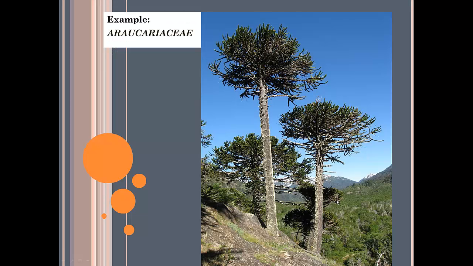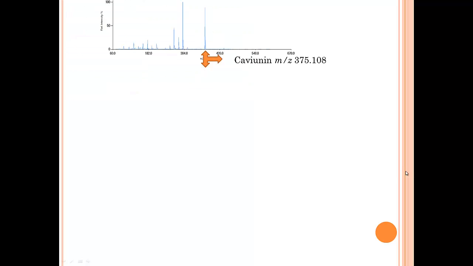So I'd like to give you an example looking at the Araucariaceae family, a species that occurs usually in southern latitudes but also in parts of North America. But before I do that, I want to briefly talk about what a heat map is.